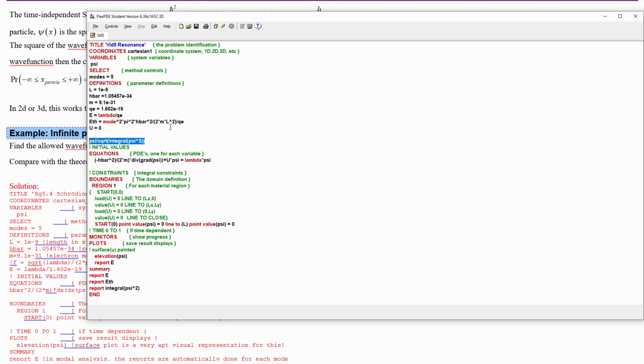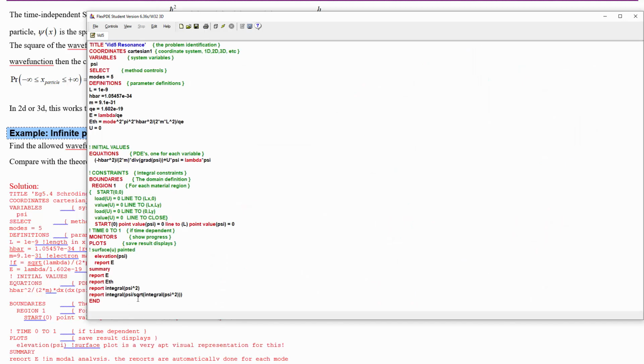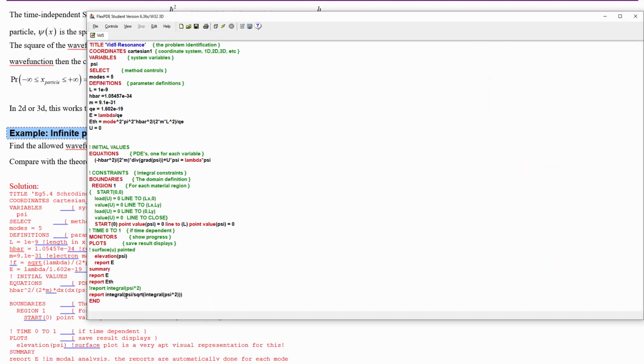So this thing integrated over all space is going to be nominally normalized. Report integral of psi over square root of integral of psi squared. Let's see, does this actually fit? No, this is a mess right now. But what we can do is split it into multiple things. I think I'm confusing it with the multiple integrals here.